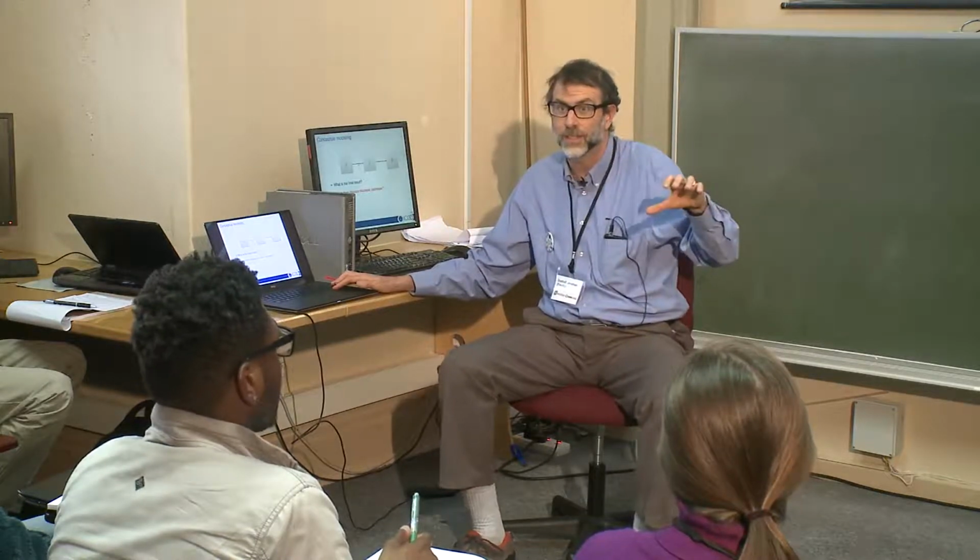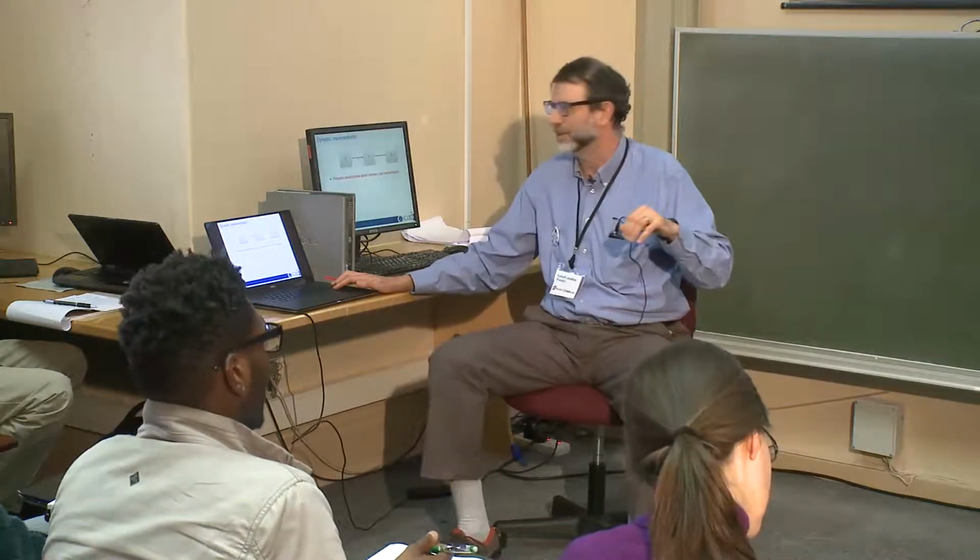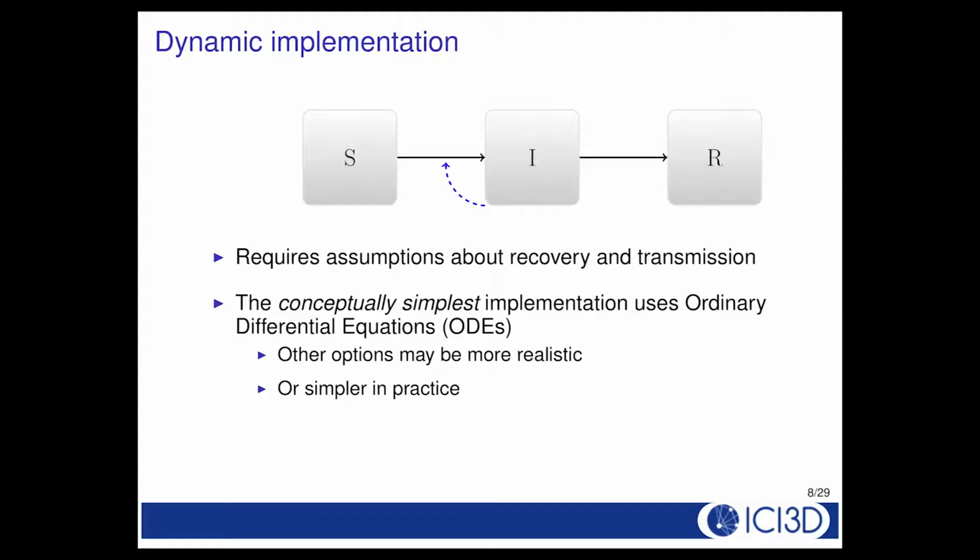The model is not the ODE. The ODE is one way to instantiate the model. And now we're going to talk about that one way to instantiate the model. So to actually make a model that we can simulate and ask how things are changing through time, we're going to need to make specific assumptions about how recovery and transmission operate in time. And the ODE is not something to be afraid of. It's not the only way to do it. It's not always the best way to do it. Conceptually, it's the simplest way to do it.